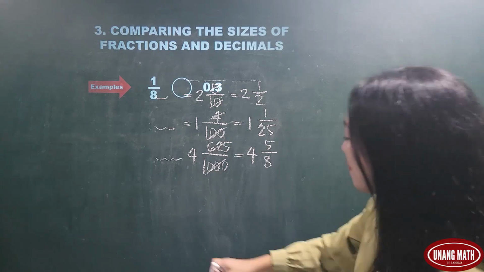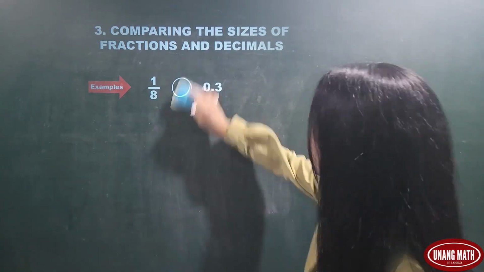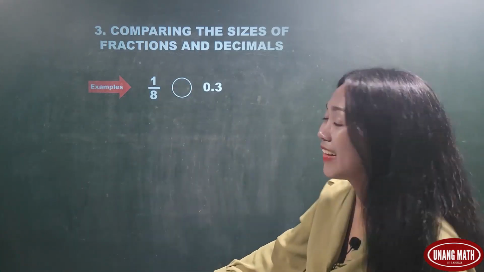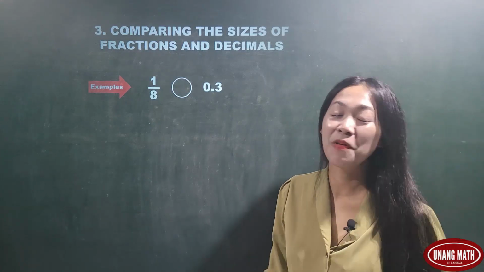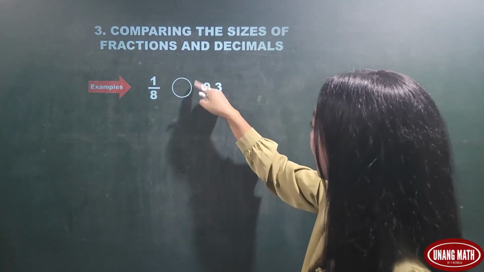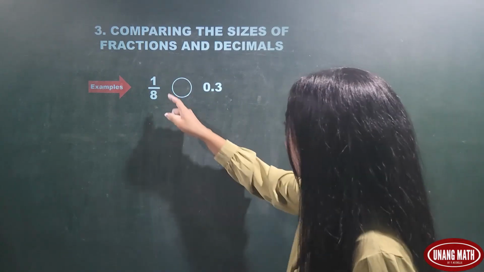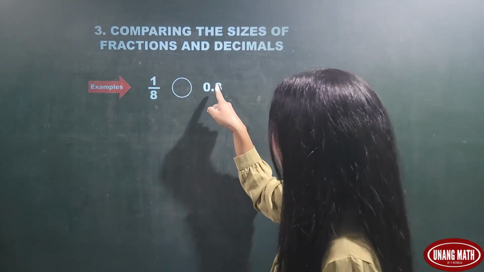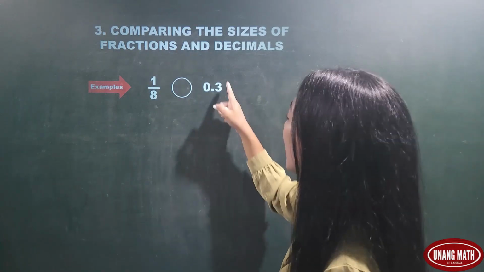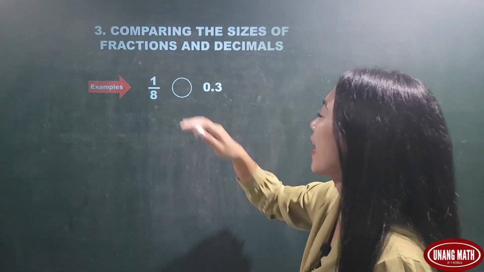Okay, third na concept na kailangan nating i-recall ay kung paano mag-compare ng sizes of fractions and decimals. Okay, merong dalawang paraan kung paano gawin ito. Okay, example, we have here a fraction and a decimal number. So, in this example, it's either ang fraction i-convert natin as decimal number para dalawang decimal numbers. Or, ang decimal number i-convert natin as fraction para dalawang fractions.